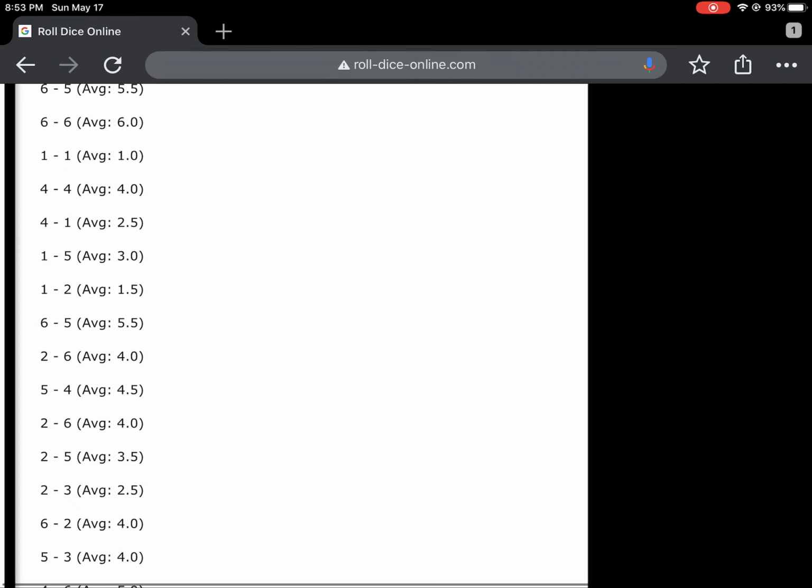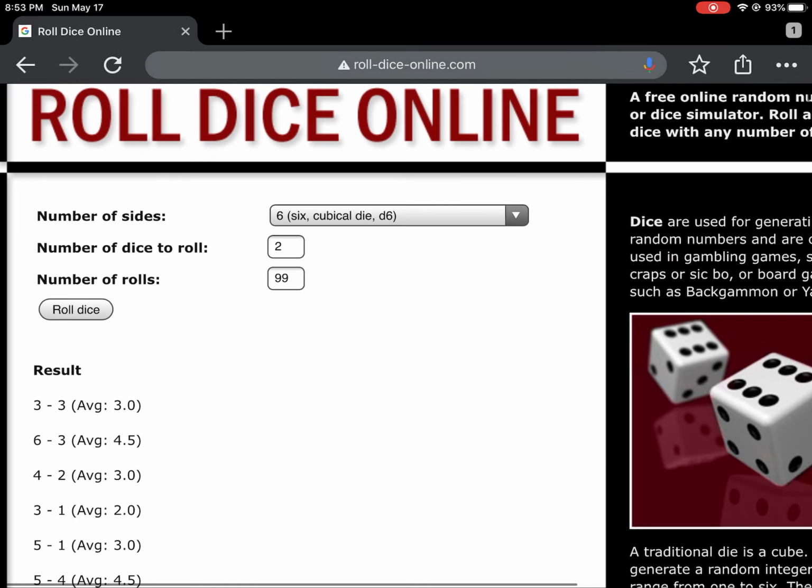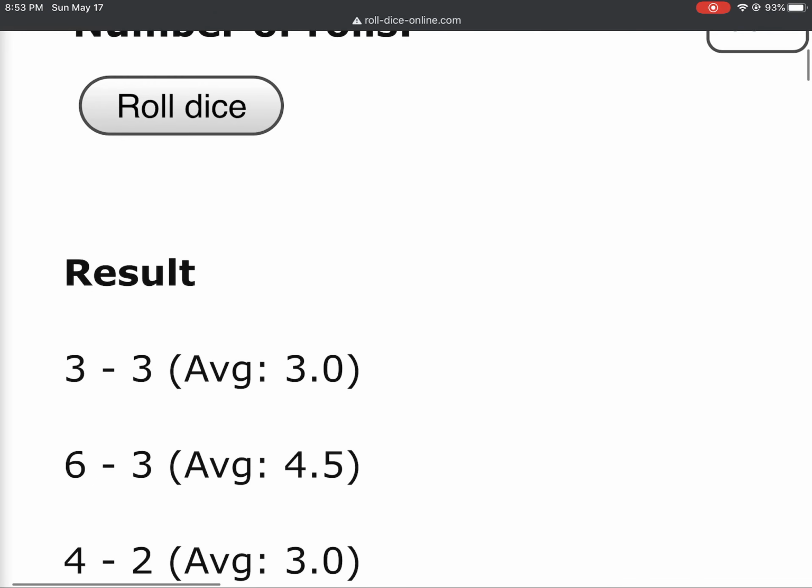So out of 99 dice rolls, these are all of my lists. You can think of these as ordered pairs. First die, second die, 3, 3. First die 6, second die 3. First die 4, second die 2. And it's telling us the average, we don't need that.